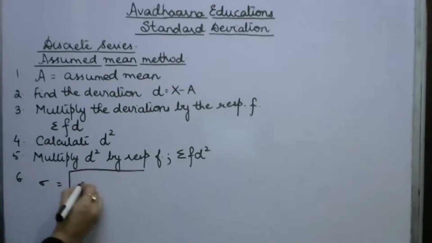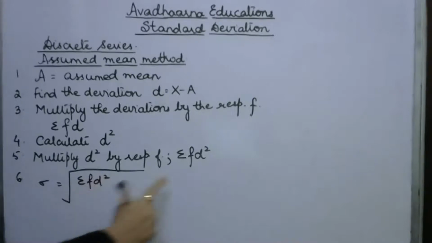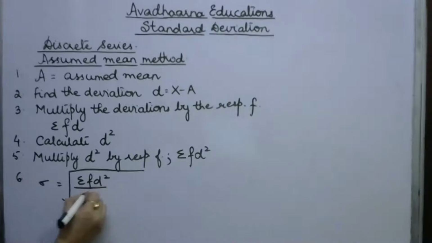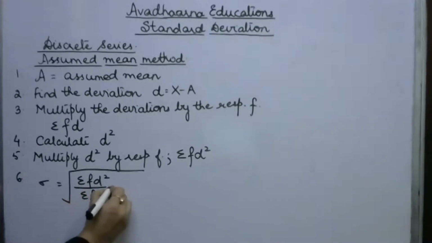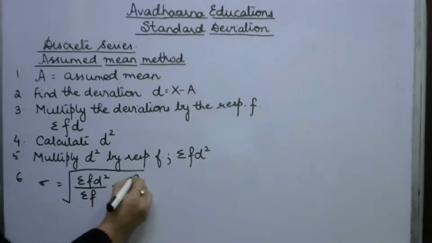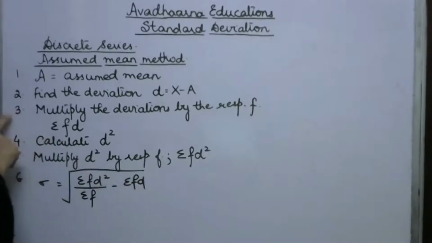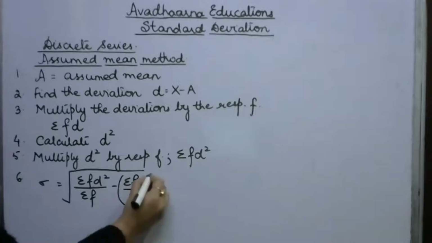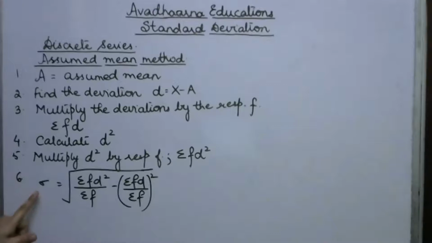Then sixth step, we are going to apply the formula to calculate the standard deviation, which is square root of summation fd square, which we have obtained from step 5, upon summation f minus summation fd, which we have obtained from step 3, upon summation f, whole square. So by applying this formula, we can calculate the standard deviation.